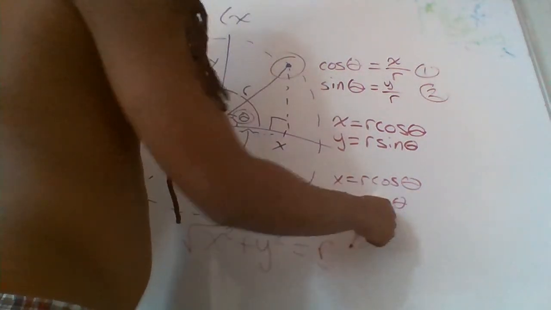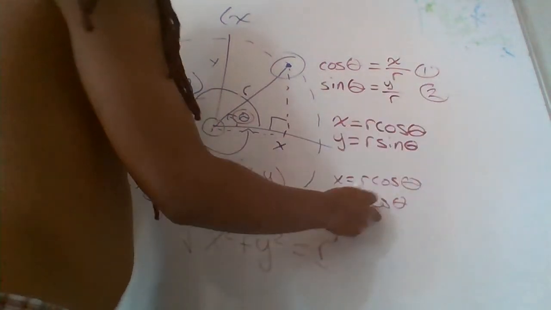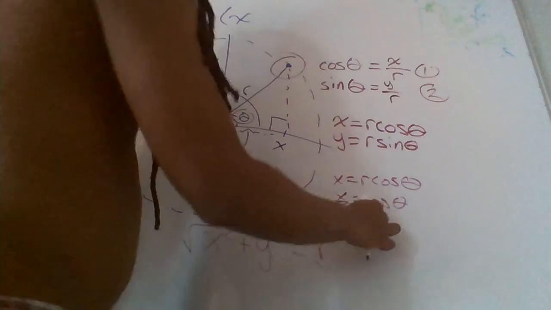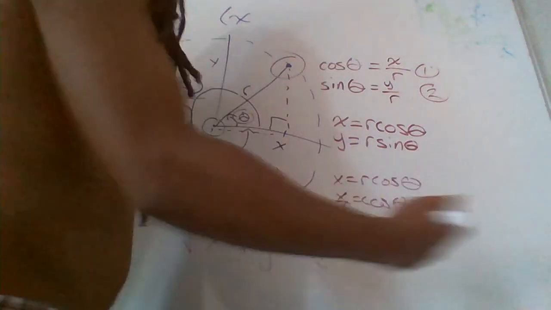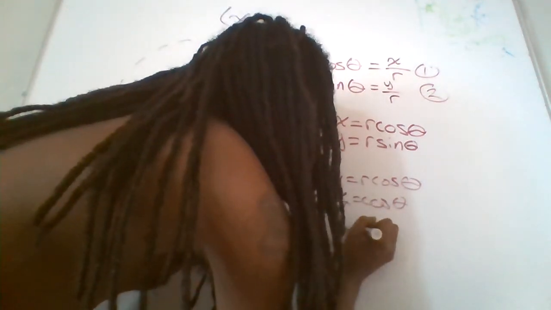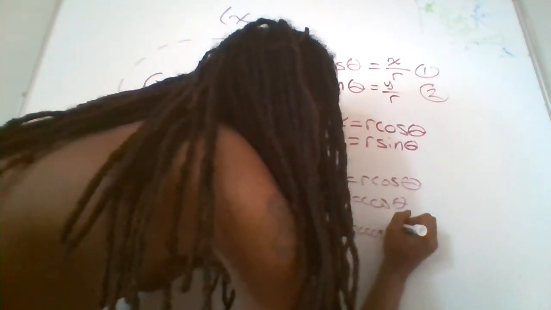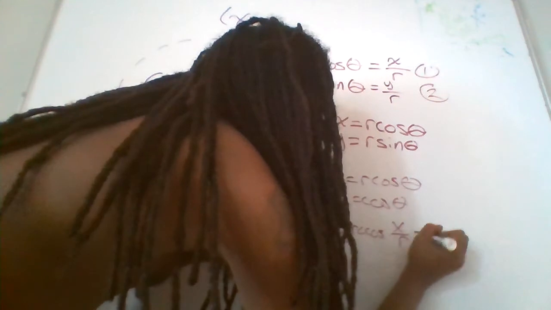And all we have to do is take the arc cosine, or the anti-cosine, or the cosine to the -1, however you want to say it. So we're going to take the arc cosine of x over r, and that is equal to theta.